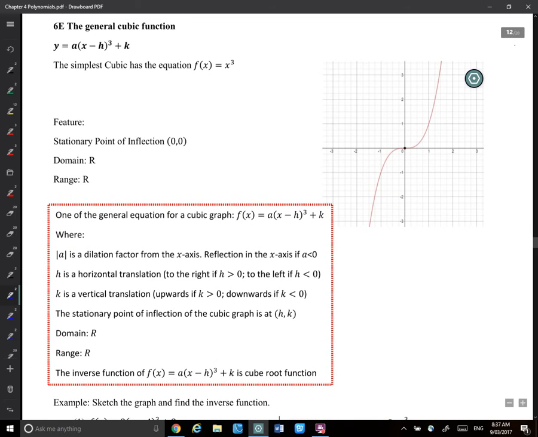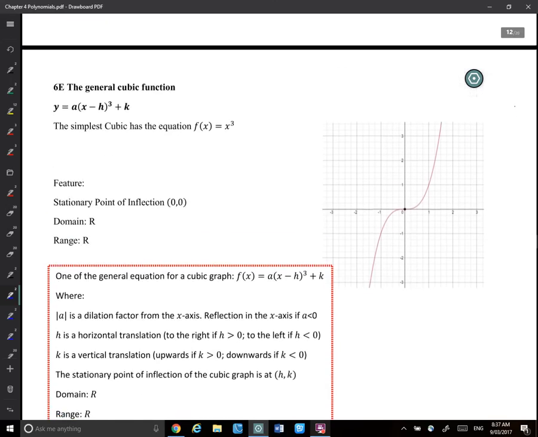Okay, the general cubic function. We learned there are two forms of cubic function. One form is the point of inflection form, which is (x minus h) cubed plus k, very similar to the turning point form. The other is the fully factorized form, (x minus a)(x minus b)(x minus c). Those two forms look very different.